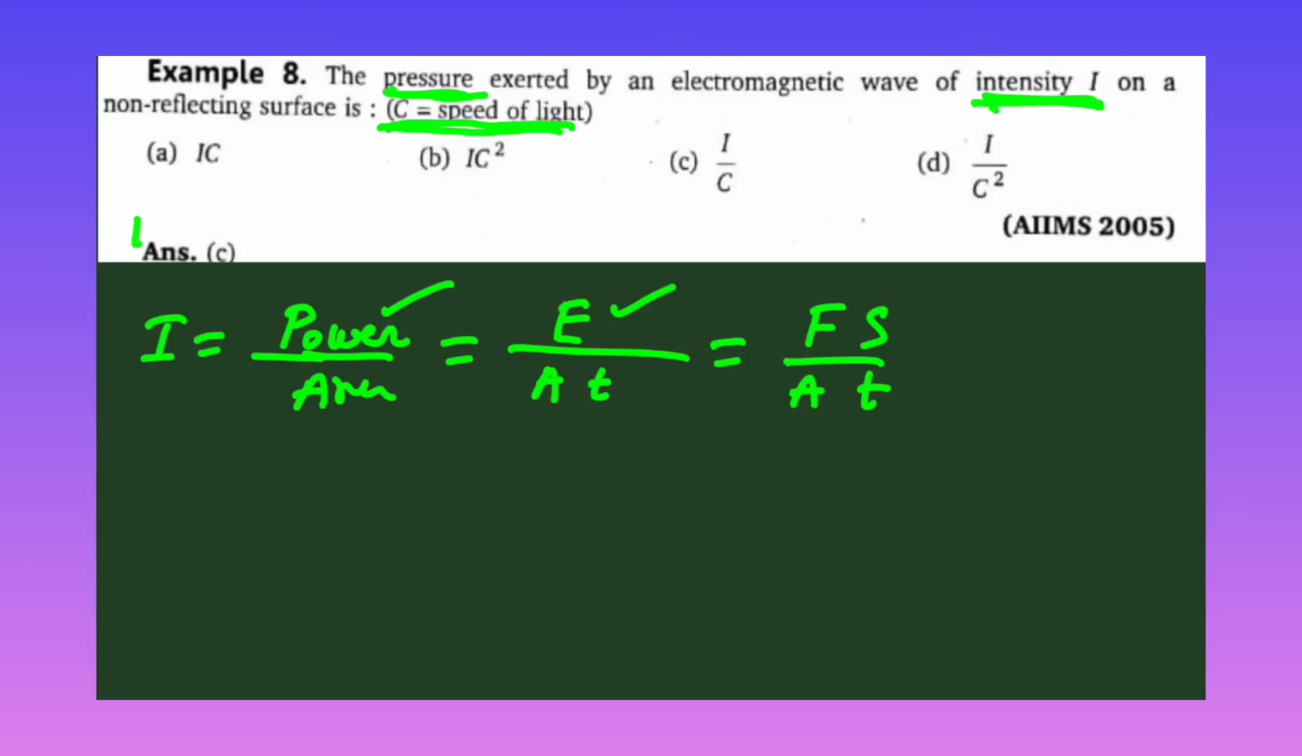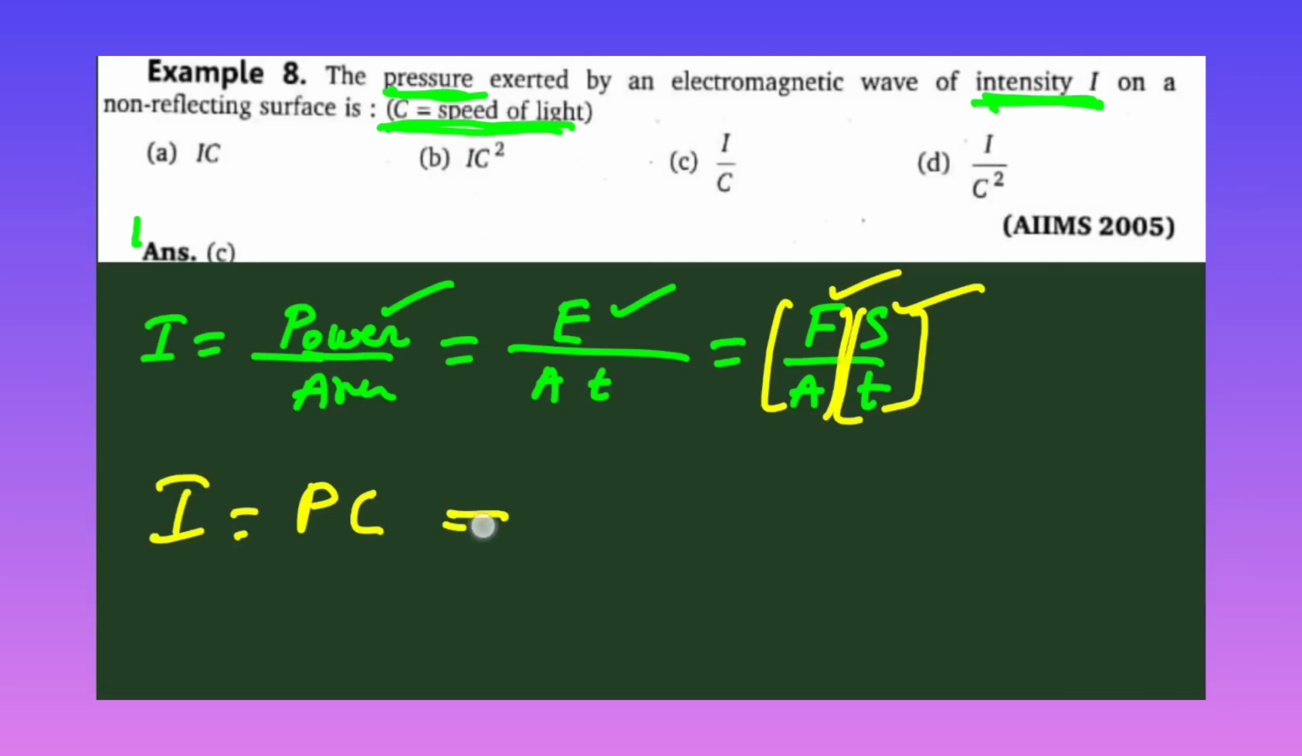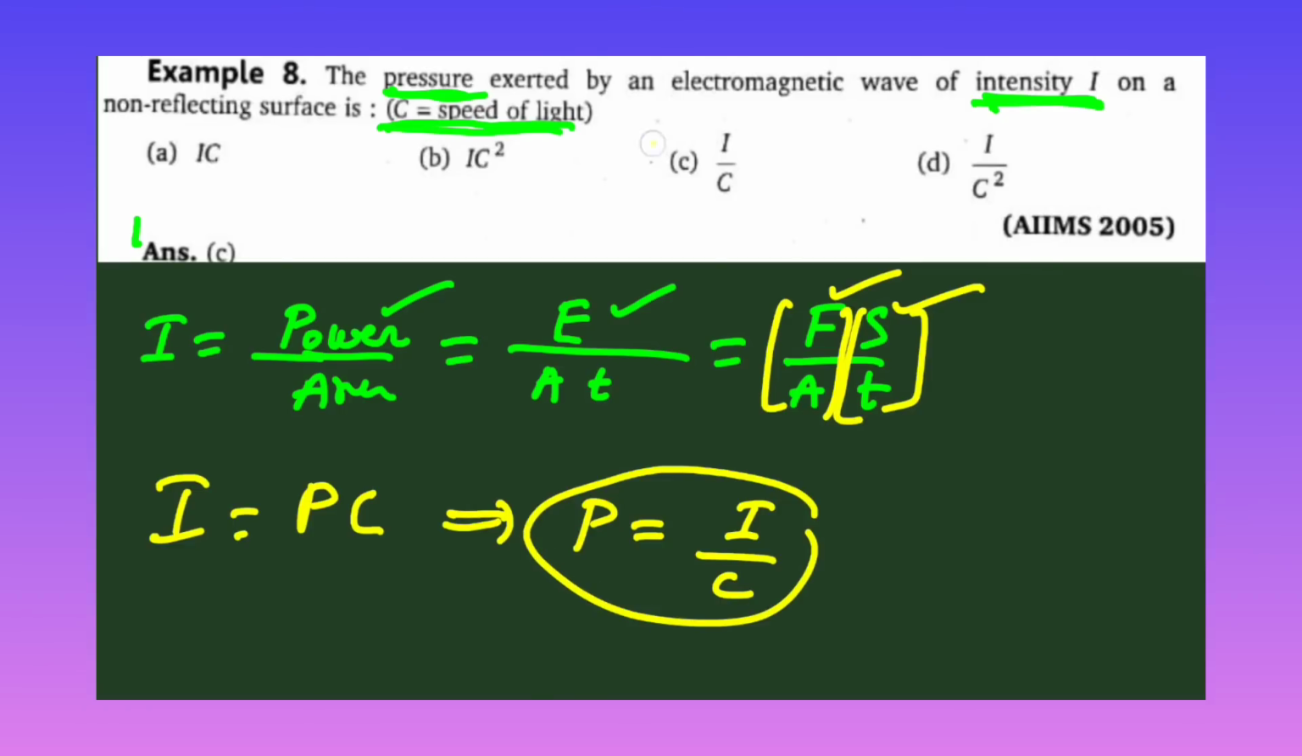So intensity is force into displacement by area into time. You can just club these two. You can write force by area separately and displacement by time here. Force by area is nothing but pressure, displacement by time is nothing but velocity. You can take, instead of v, the velocity of light. This implies that pressure is nothing but intensity by velocity of light. So this is going to be your correct answer.